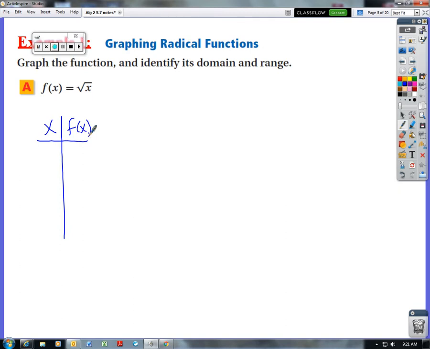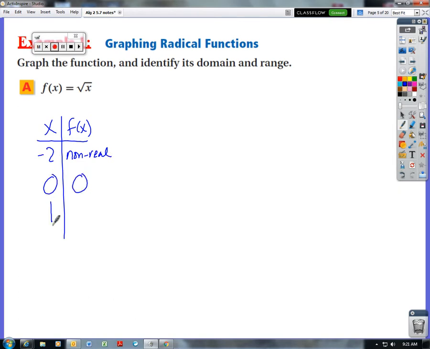So if I did negative 2 here for my x and I wanted to take the square root of negative 2, I would get an imaginary number, right? I'd have to write that in terms of i. But I only want to graph real numbers. So I don't want to use negative 2 because I get a non-real answer. So the first number that I can plug in there that's an integer is 0. The square root of 0 is 0.